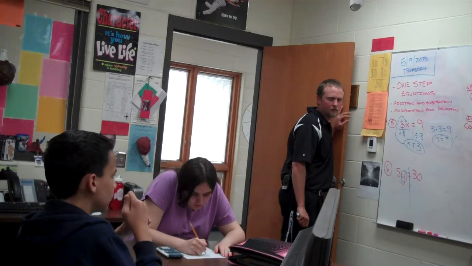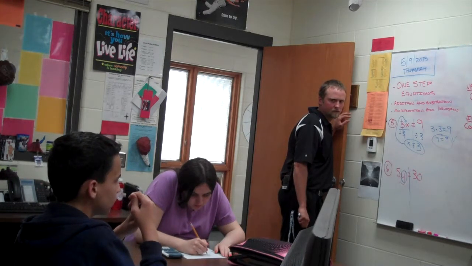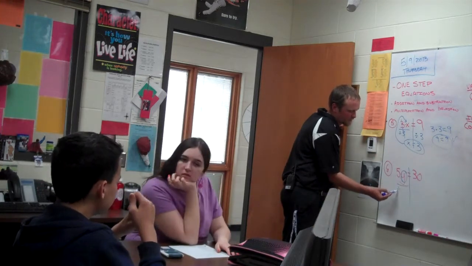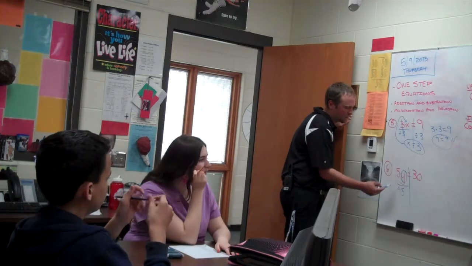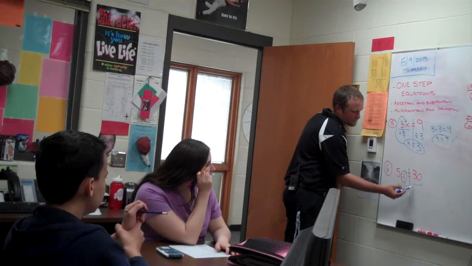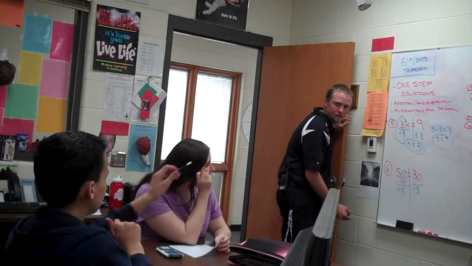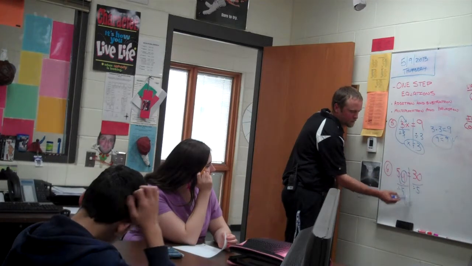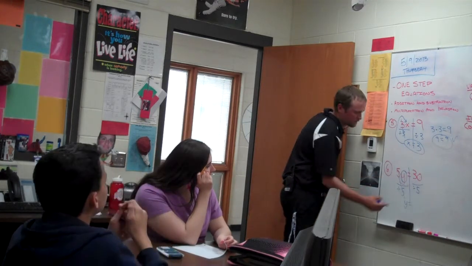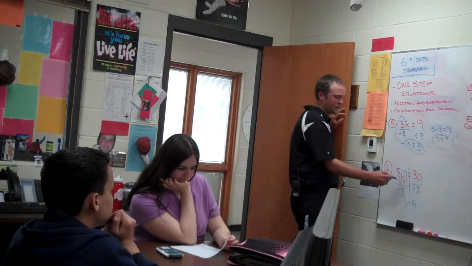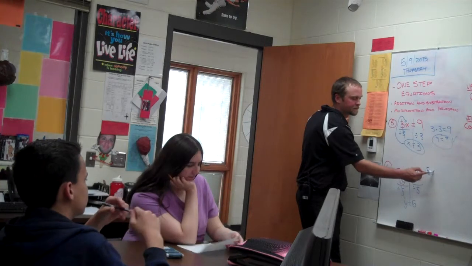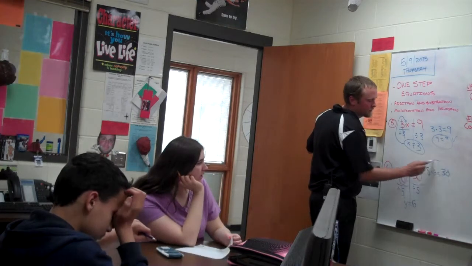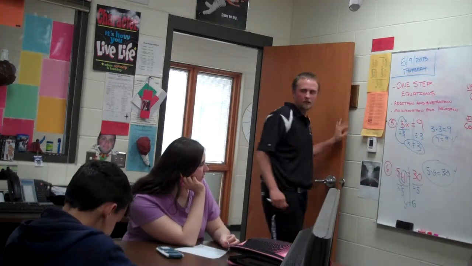What's the opposite of times or multiply? Divide. What am I going to divide by? 5. Good job, because it's with the letter. So we divide by 5. Do the same to one side as the other side. Cross that side out. So I go y equals, what is 30 divided by 5? 6. Nice. Good job. And if I plug it back in, what is 5 times 6? Is that 30? Yep. So we're good to go.